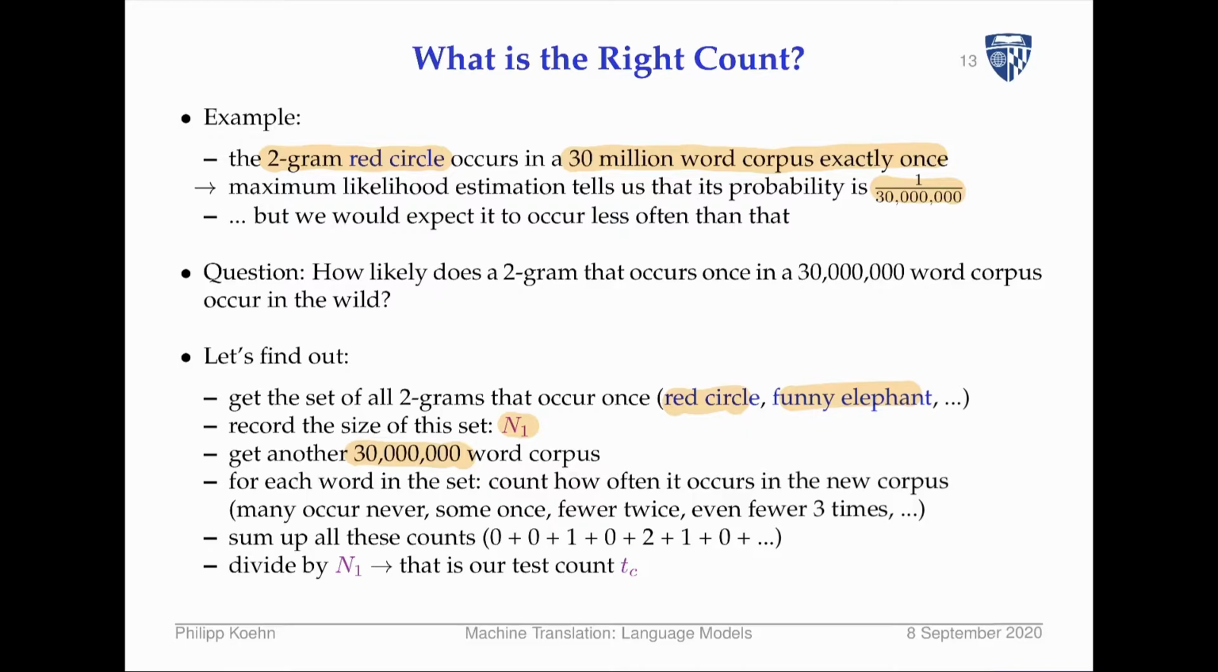So some of the bigrams occur 0 times, the next one maybe also 0 times, the next one 1 time, the next one 0 times, but maybe this one occurs twice in that other corpus, and so on. So these are all the counts we actually see for these bigrams that in the first corpus occurred once. How often do they occur in the second corpus? That might be a different number of times. So we take the average of that, so we divide by N, and this is our test count.